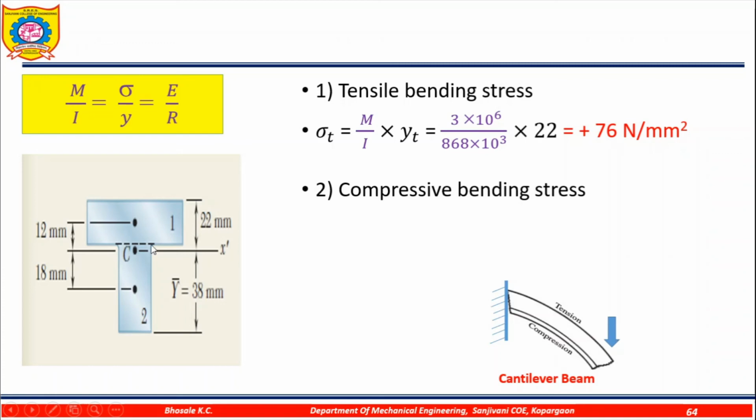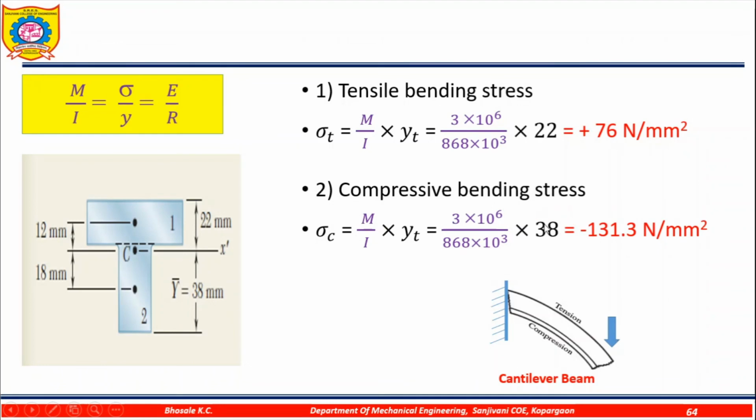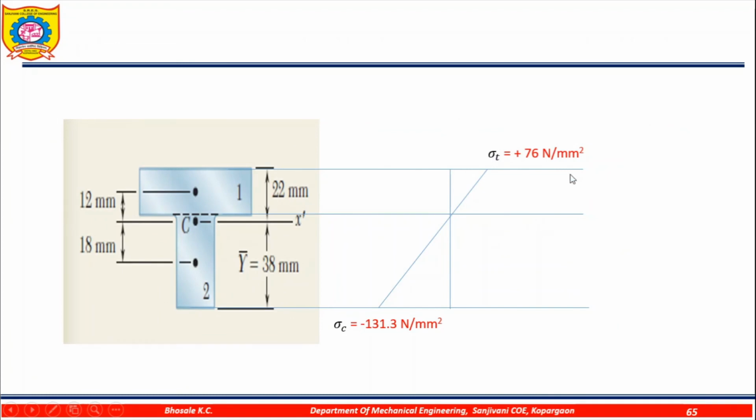Similarly, for compressive bending stress, the bottom part is under compression. So YC is 38 millimeter, and the remaining values are the same. So sigma C, compressive bending stress, equals minus 131.3 Newton per millimeter square. Then we have to draw the bending stress distribution diagram: tensile bending stress at the top, plus 76 Newton per millimeter square, and compressive bending stress at the bottom, minus 131.3 Newton per millimeter square.